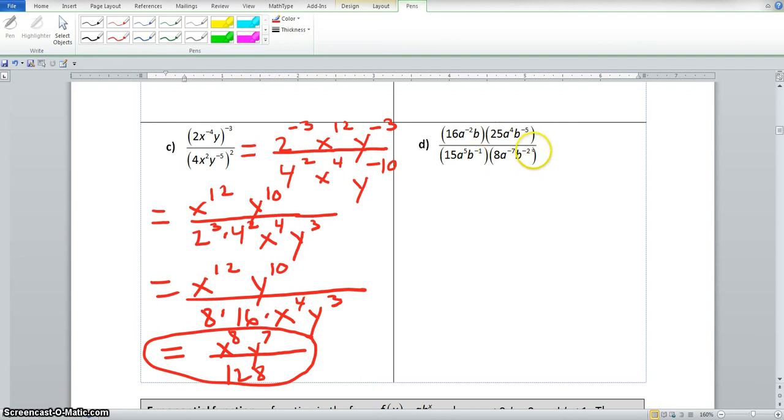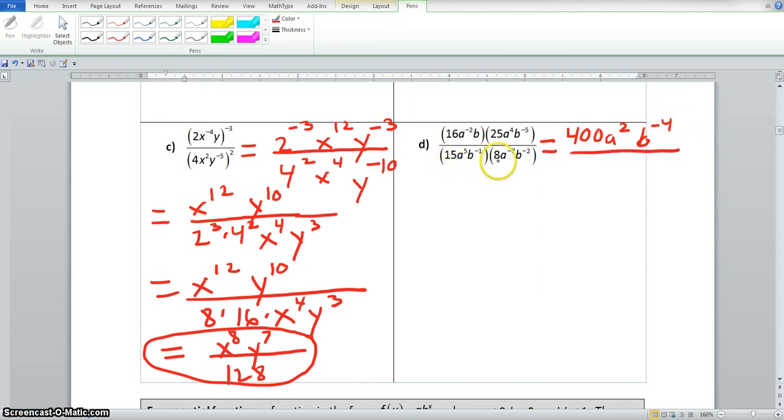Now we have two parentheses that are multiplied to each other. So we need to multiply these parentheses and then simplify. So 16 times 25 is actually 400. A to the negative 2 times a to the 4th. We will add the exponents. That will give us a to the 2nd power. And b times b to the 5th. Remember, this b is assumed to be taken to the 1st power. 1 plus a negative 5 is a negative 4. So that gives us b to the negative 4.